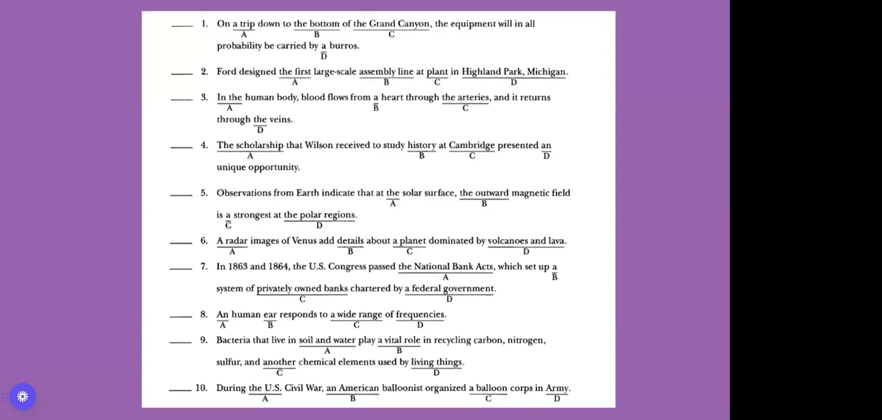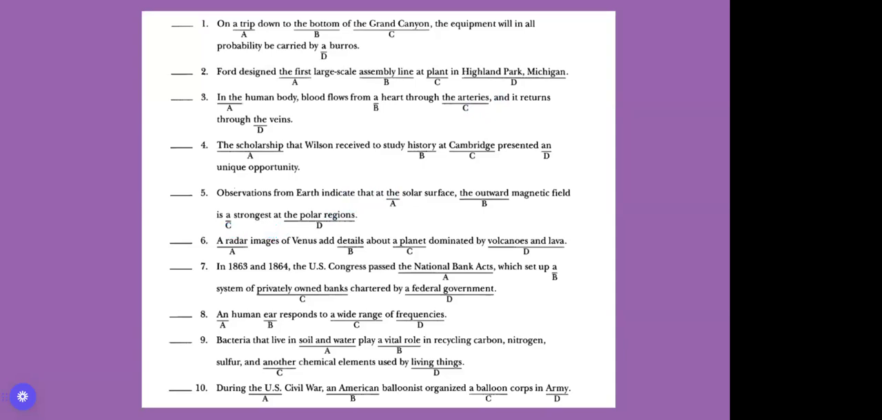Number two, C, it should be a plant. Number three, it's B, the heart. Number four is letter D, it's a unique opportunity and not an unique opportunity. Number five is letter C, the polar regions, and no, sorry, the strongest and not a strongest.